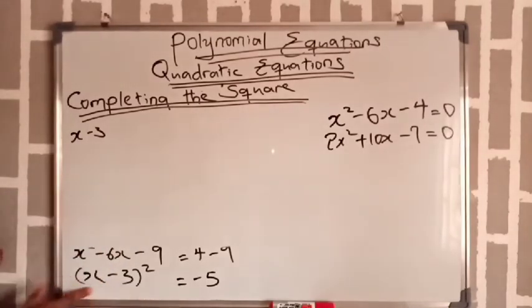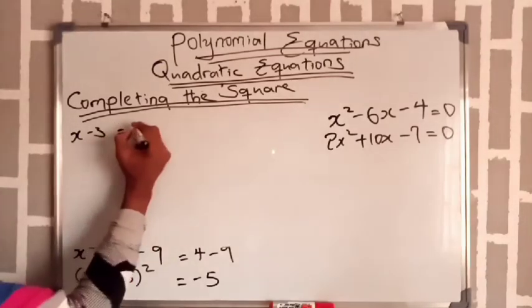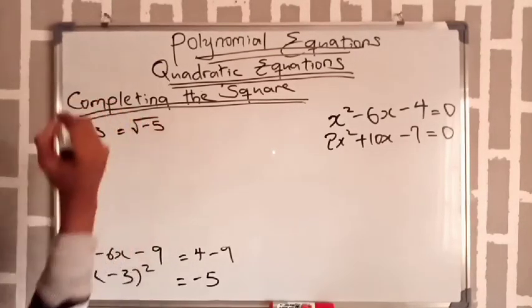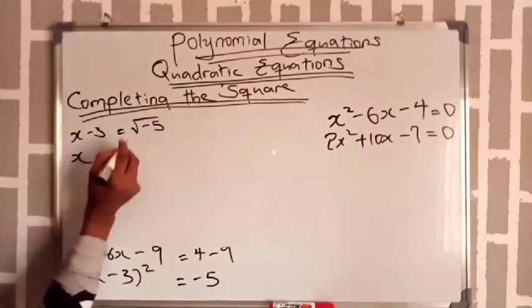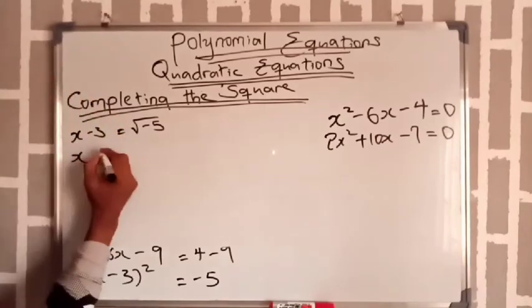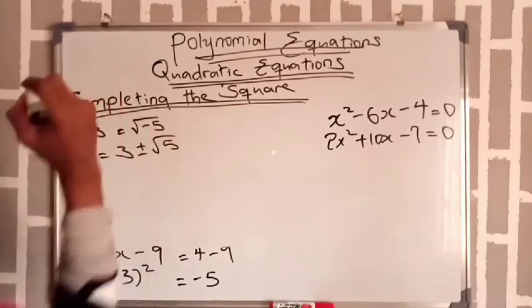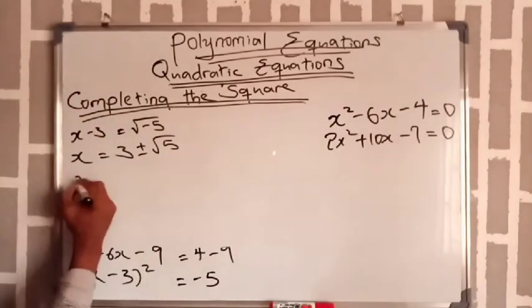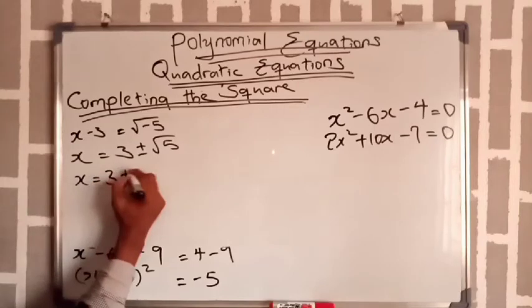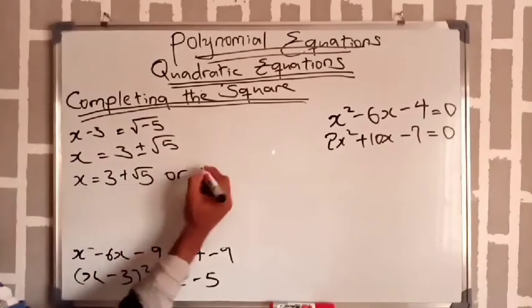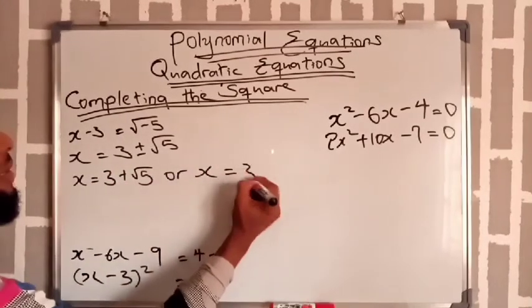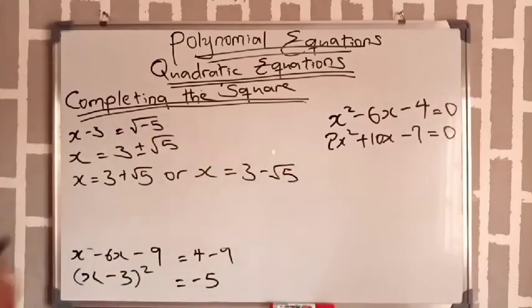So x, the same way this base crosses, that's the same way the powers cross. That's the way I solve it. So when this crosses this side, it turns into a root. So x minus 3 is equal to square root of minus 5. That means x now, we don't know the sign that is here. That means x will be equal to 3 plus or minus root 5. As simple as that. That's saying x is equal to 3 plus root 5 or x is equal to 3 minus root 5.